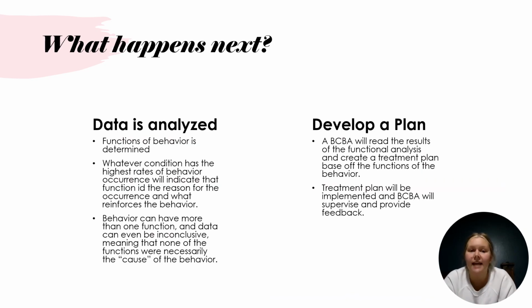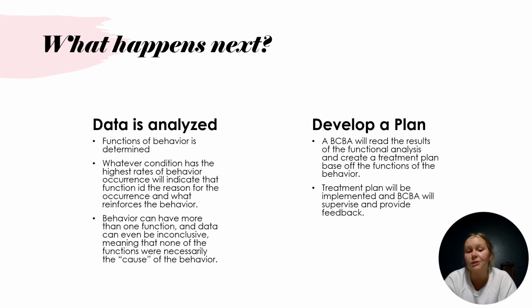So what happens next after we conduct our functional analysis? The first thing is the data is analyzed, so the functions of behavior are determined from this. Whatever condition has the highest rate of behavior will indicate that that is likely a reason for the occurrence of, or what is reinforcing, the behavior. Like mentioned before, if avoidance is the function, the client is going to cry to get out of something, or use this behavior to get out of something.